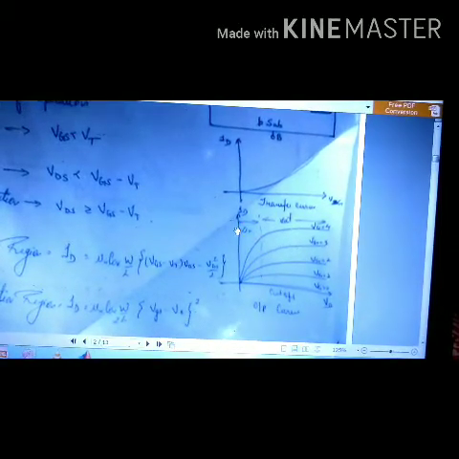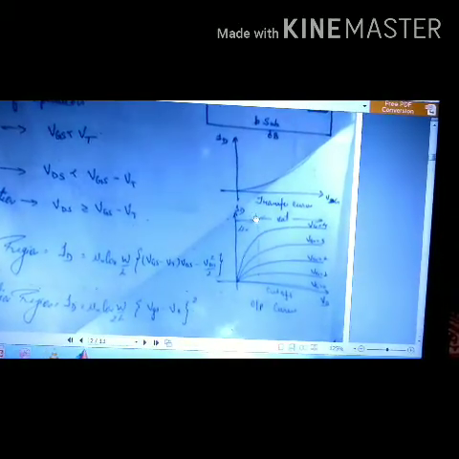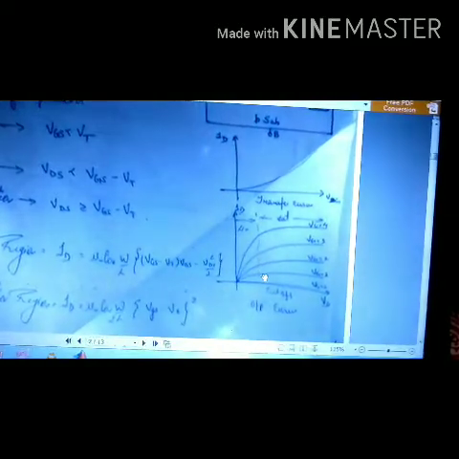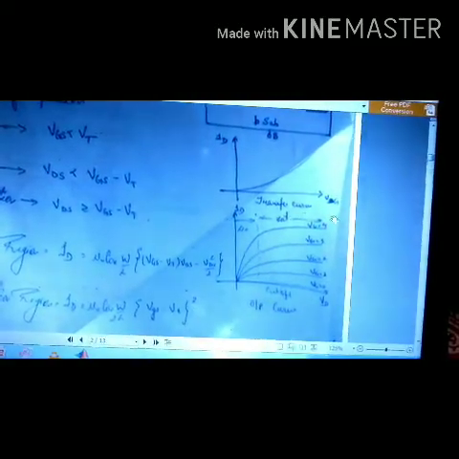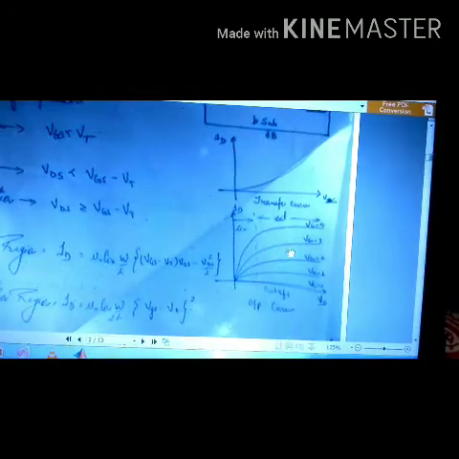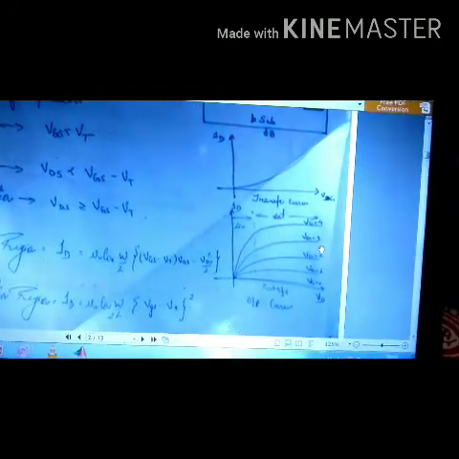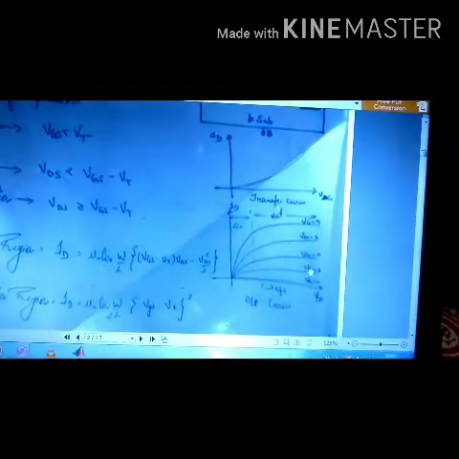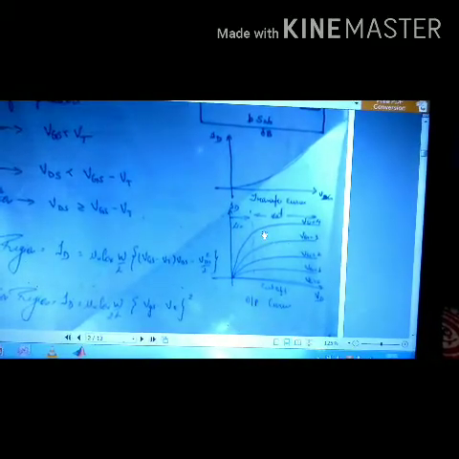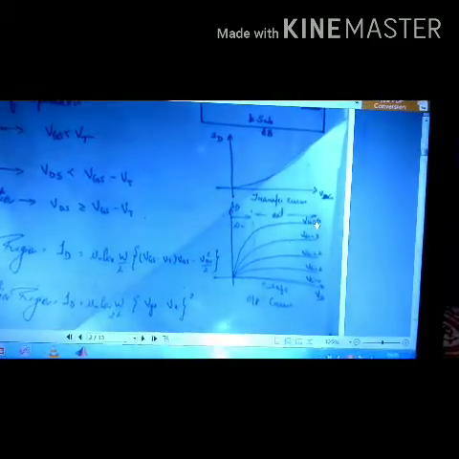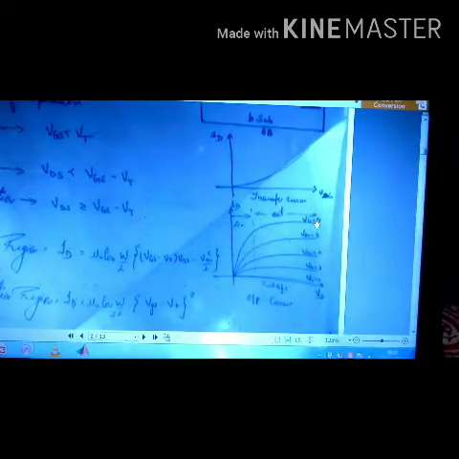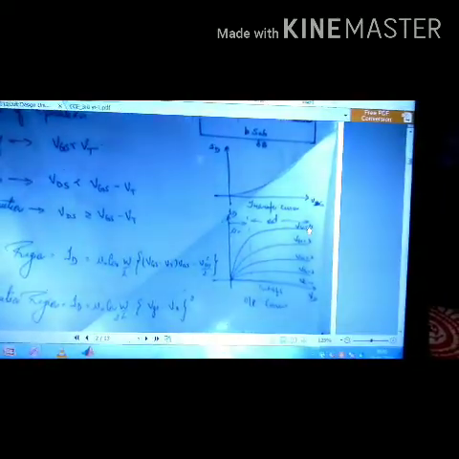So this region here is the linear region, divided by a line. Then anything after this is the saturation region, where our VDS is greater than VGS minus VT, and hence the characteristics show saturation, and the current flow does not increase.